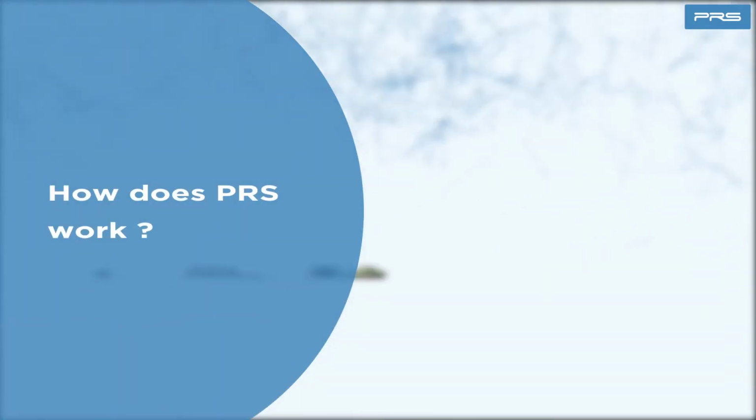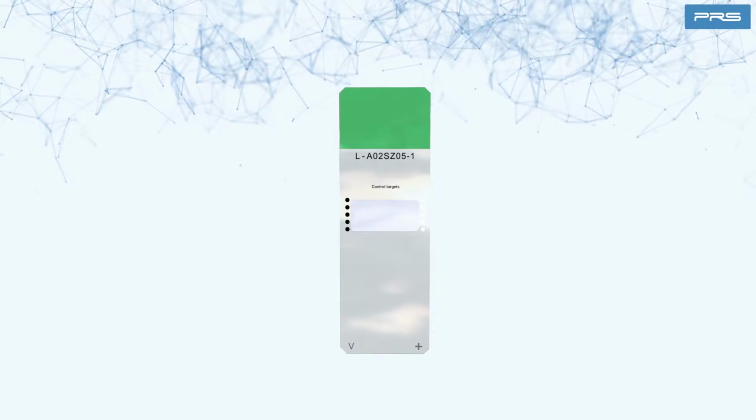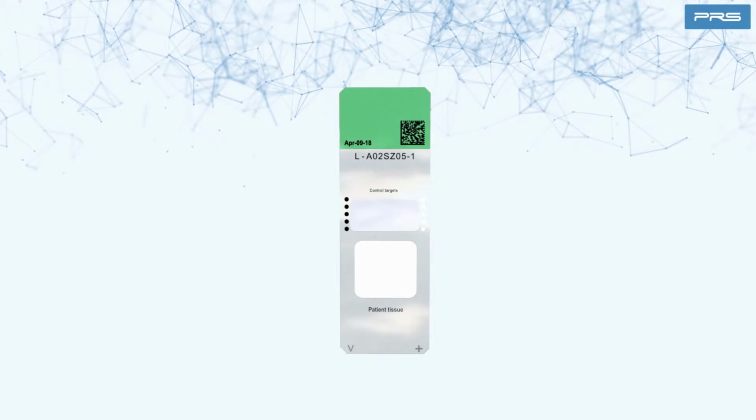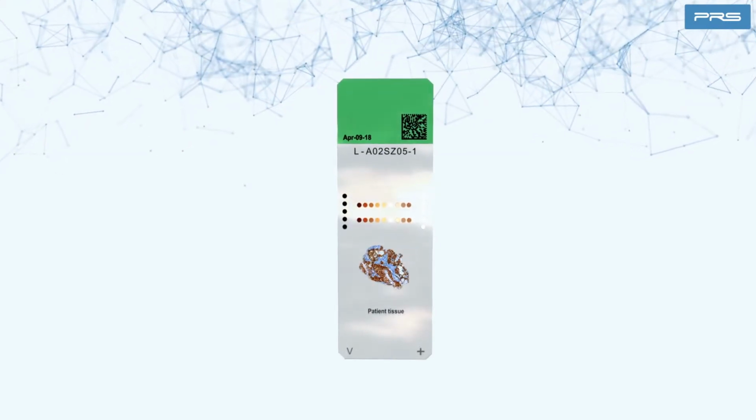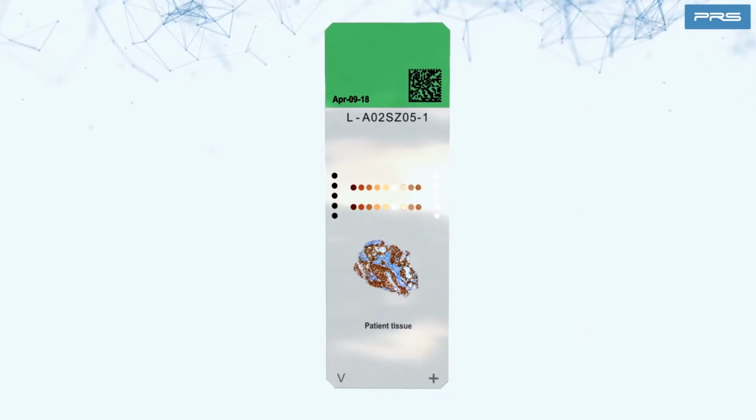How does PRS work? This is how a PRS slide looks fresh from the box. Then, the laboratory applies the tissue section below the PRS targets. After staining, the stained result on the PRS IHC targets and tissue section appears.